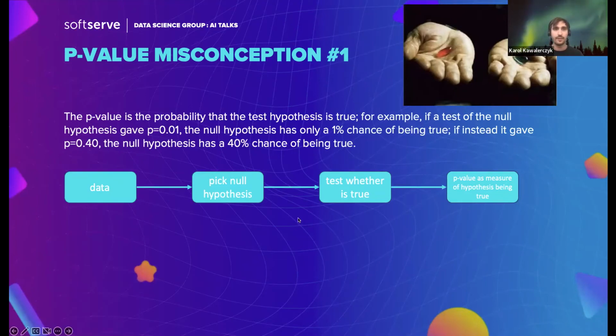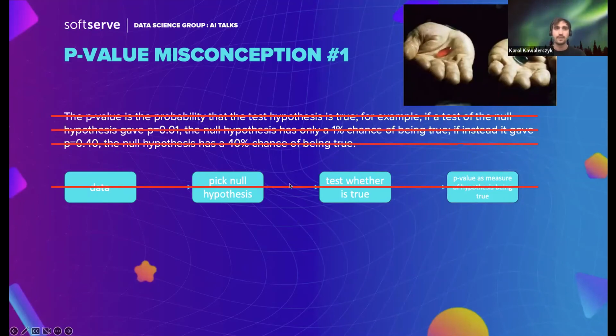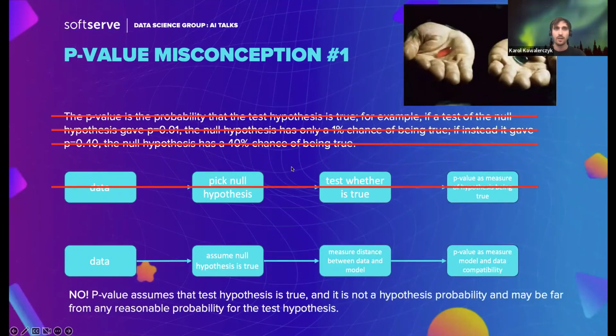The whole thing here, and the proper way to think about this misconception, is that we have data, and we assume that our null hypothesis is true. So before we even run the experiment, we give 100% chance that this hypothesis is true. We measure the distance between the data and the model, and from the experiment data, we see whether our observations in the experiment fit our hypothesis. And that's all. We cannot talk about the probability.